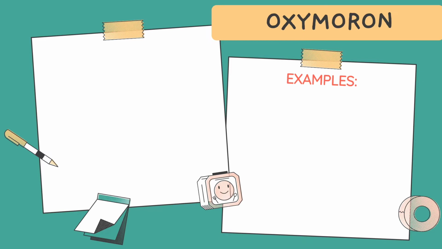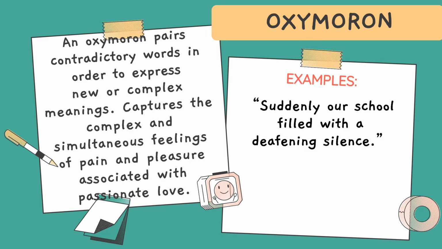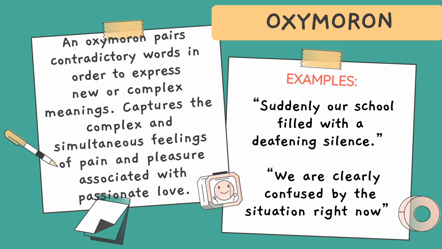Next we have oxymoron. An oxymoron pairs contradictory words in order to express new or complex meanings. It captures the complex and simultaneous feelings of pain and pleasure associated with passionate love. For example, suddenly, our school filled with a deafening silence, and we are clearly confused by the situation right now.